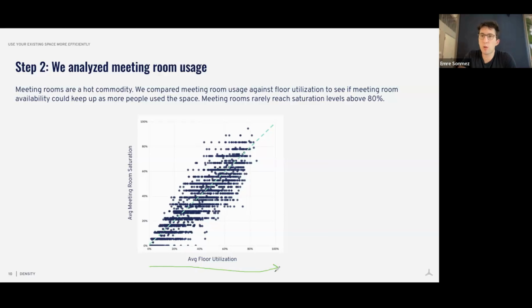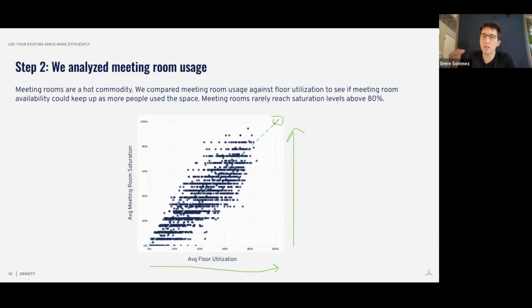On the x-axis, we plot how busy the floor is between 0 and 100% of its design capacity. And then on the y-axis, we plot over the study period, each dot is a 15-minute interval at a certain floor utilization, and it shows the percent of meeting rooms in use at the same time. So if you had a dot that was at the far right of this chart, it would mean the floor was at 100% capacity. And when it was at 100% capacity, 100% of the meeting rooms on that floor were in use at the same time.